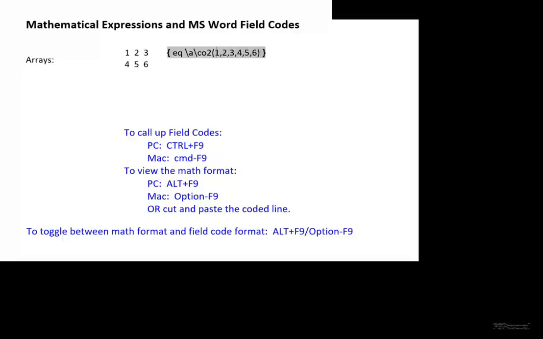We can specify the spacing between the columns by typing after A backslash HS for horizontal spacing. Let's say that we want a spacing of 5 points. Toggle out of the field code mode, and the columns are much more clearly delineated.